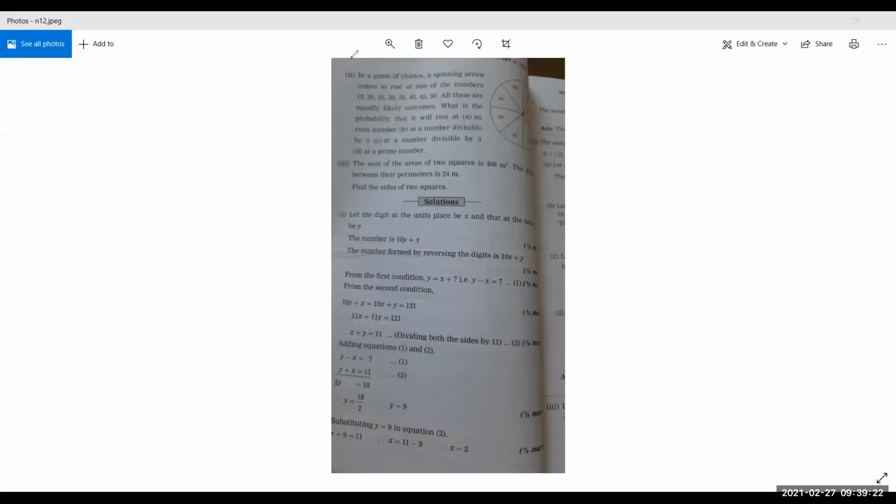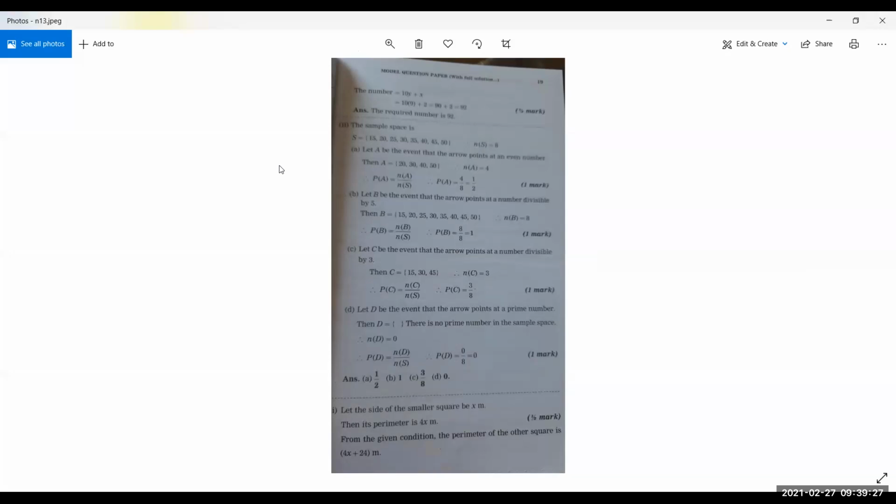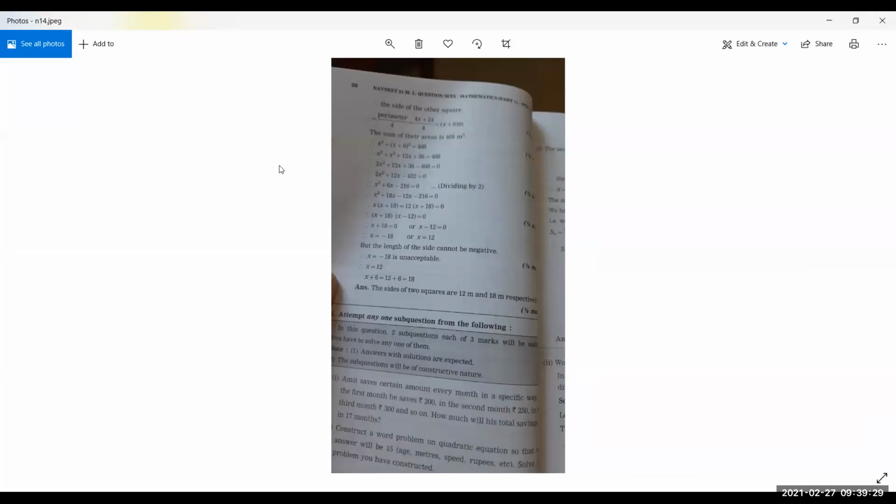Should we stop here? Just a minute. One question was there. Question number 5. This is a 3 marks question. So quickly see this one, and we will get completed here. Amit saves a certain amount every month at a specific pace. The first month he saves 200, the second month 250, in the third month 300, and so on. How much will his total saving be in the 17th month?